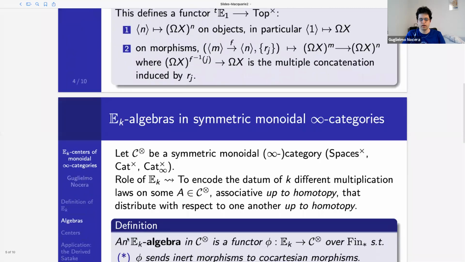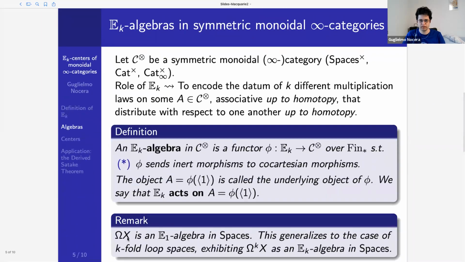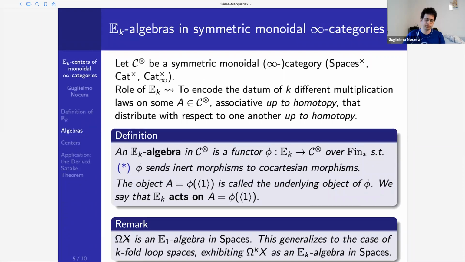Because the next definition is built on this kind of situation. So in general, what is an EK algebra in a symmetric monoidal infinity category? Fix a symmetric monoidal category or infinity category. So in our example, we were considering topological spaces. More correctly, we should consider the infinity category of spaces, again, with its Cartesian symmetric monoidal structure. Or you could consider just the 2-category of categories or the infinity category of infinity categories.